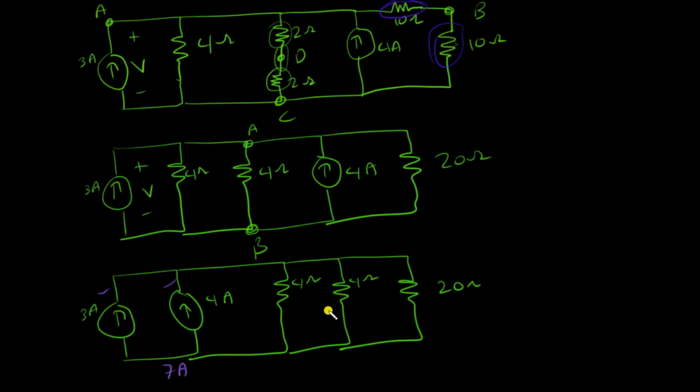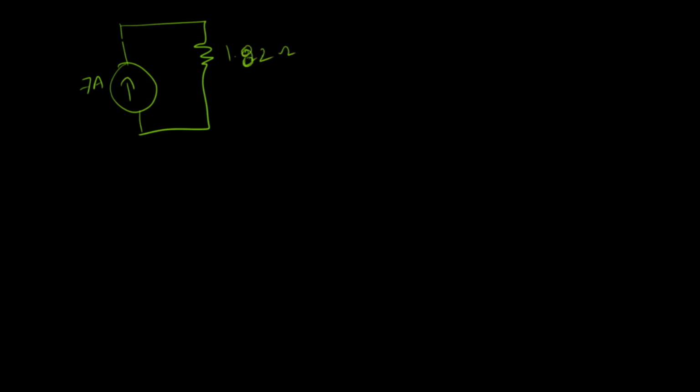Now, if I want to combine these three resistances, I'll just use the formula 1 over R equivalent, the new resistance, is 1 over 4 plus 1 over 4 plus 1 over 20, which would make R equivalent 1.82 ohms. Now let's draw our new circuit. I'll just clear this up. So as we had a 7 amp current source here, and 1.82 ohms resistance here. Now I need to find this voltage between node A and node B.